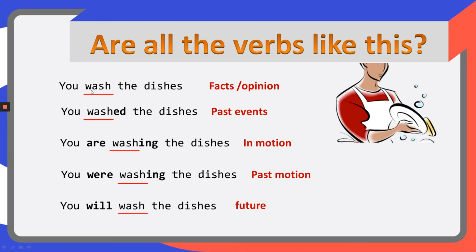Now look at that. Here we have the verb wash. Okay, wash the dishes, what nobody likes to do. I love cooking, but I really hate washing the dishes. Now here we have some different tenses, okay? Now, the first one, facts and opinion. We talk about the present simple. Now, the present simple, it's of course simple. The verb, it's pure.